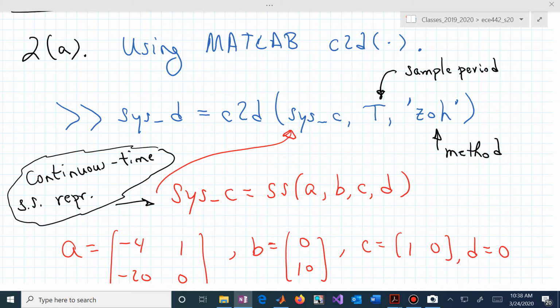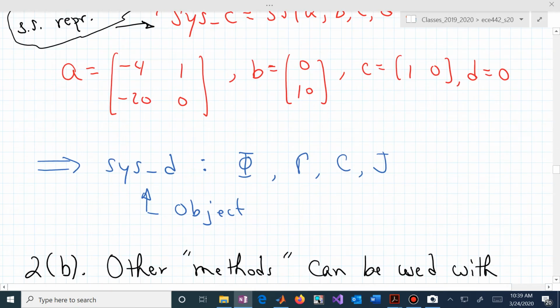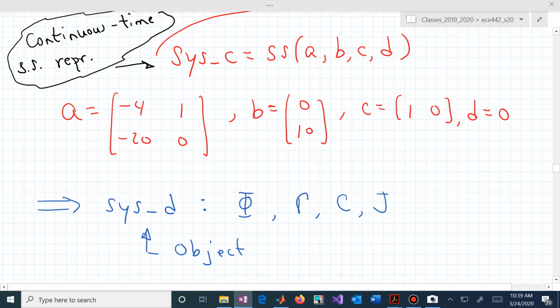If, in fact, you wanted to be more efficient, for the zero-order hold, that's the default in MATLAB, you could present c2d with 2 arguments, and it would give you this sys_d as the zero-order hold equivalent. That's the default. And here, then, this sys_d would produce this object that contains the system matrix phi and the discrete time representation, the input matrix gamma, the output matrix C, and the direct feed-through matrix J.